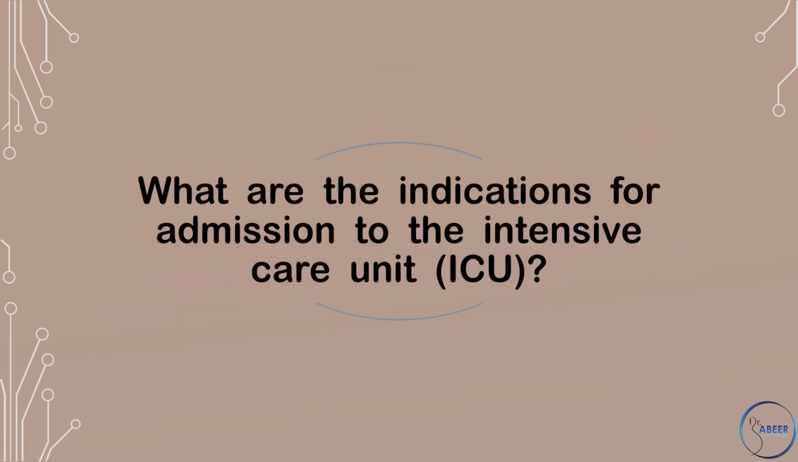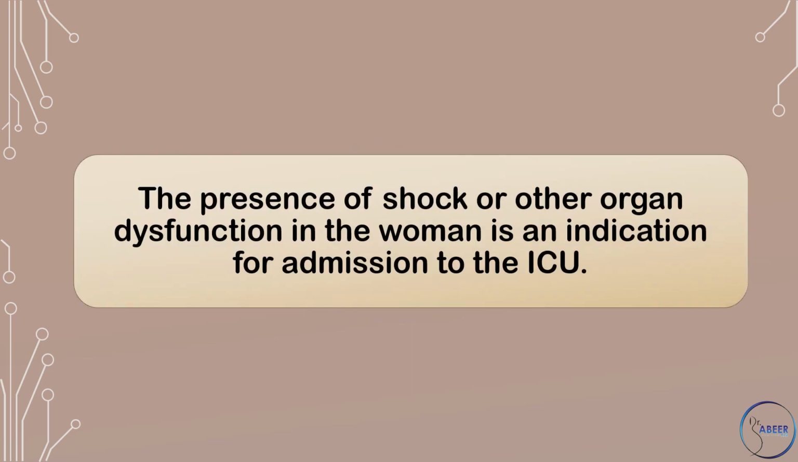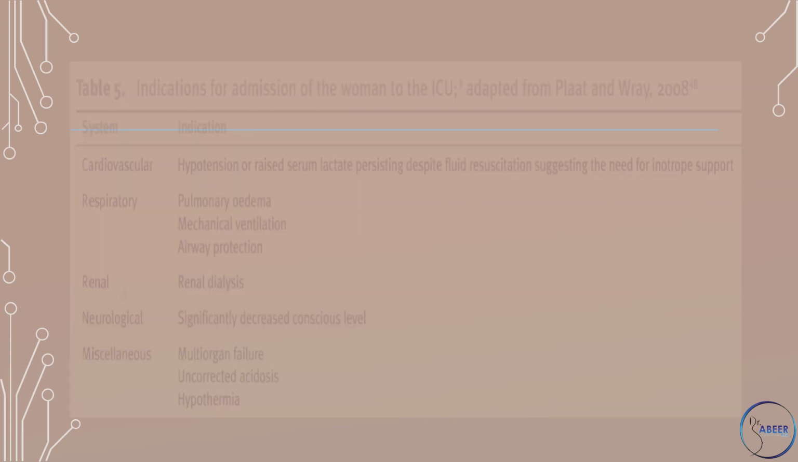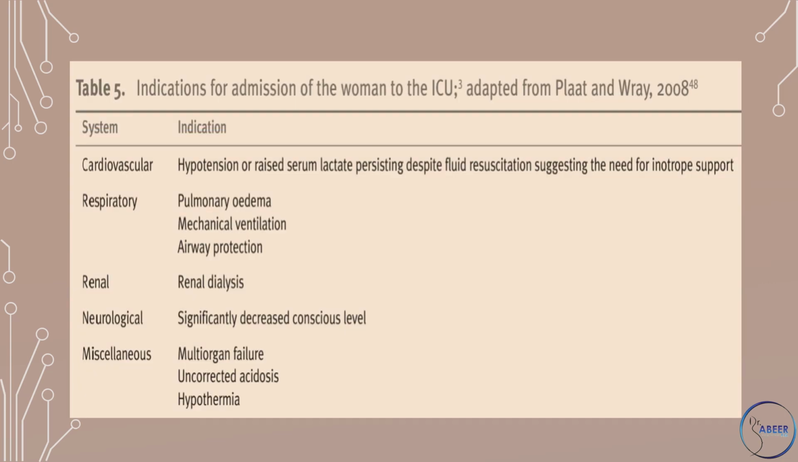What are the indications for admission to the intensive care unit? The presence of shock or other organ dysfunction in the woman is an indication for admission to the intensive care unit, or ICU. Table number 5. Indications for admission of the woman to the ICU as adopted from Platt and Ray of 2008. System: cardiovascular. Indication: hypotension or raised serum lactate persisting despite fluid resuscitation, suggesting the need for inotrope support.